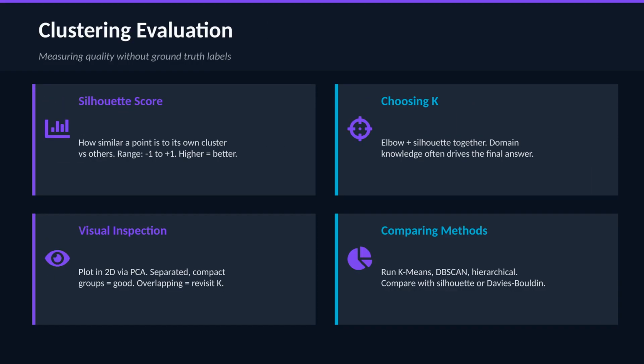How do you know your clusters are actually good when you have no ground truth labels? The silhouette score measures how similar a point is to its own cluster versus the nearest other cluster. Range is -1 to +1. Higher is better, but don't rely on a single metric. Combine the elbow method with silhouette scores. Plot your data in 2D using PCA and visually inspect the clusters. Separated compact groups mean good clustering. Overlapping groups mean revisit your k and try different methods. Run k-means, DBSCAN, and hierarchical, and compare them.